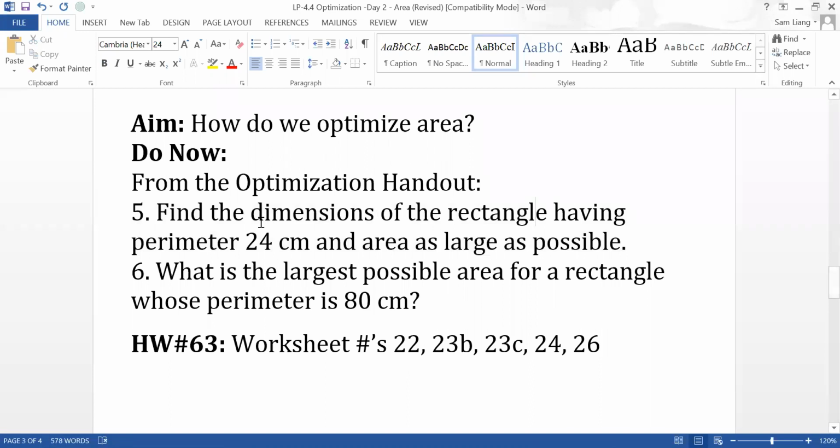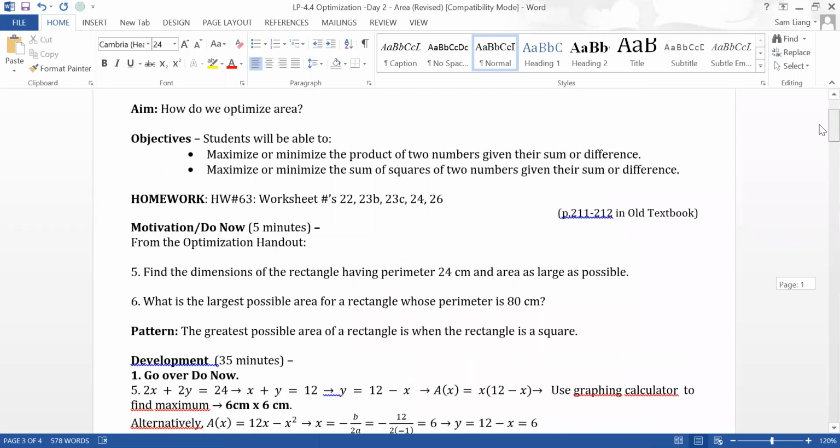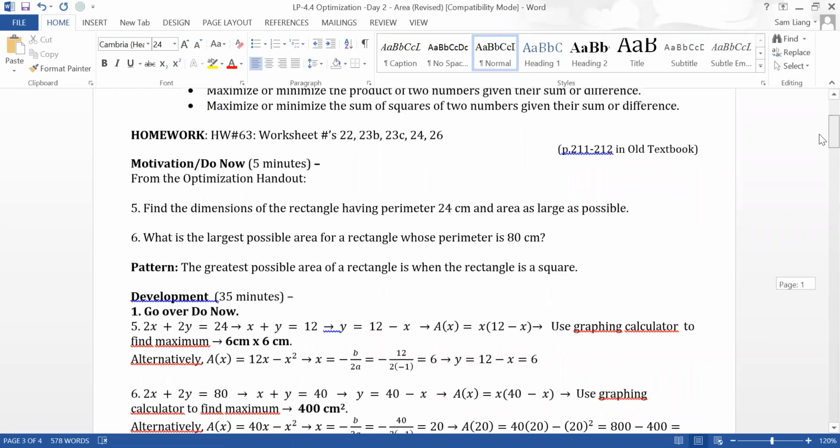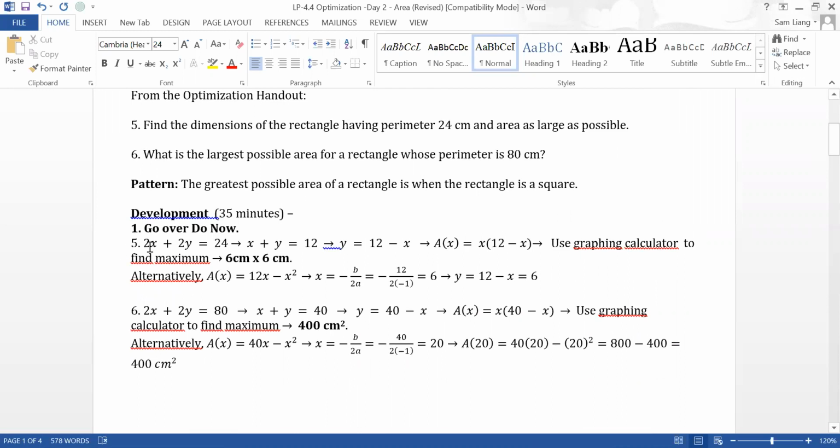But essentially, what we're going to do is set up the perimeter equation, right? 2L plus 2W, where L and W are length and width, and then simplify and then express the area of the rectangle in terms of one of the variables. Okay, so for that, let me scroll up to the solution. And you might also remember that the area is going to be maximized when the rectangle is a square. So here, instead of L and W, I have x and y.